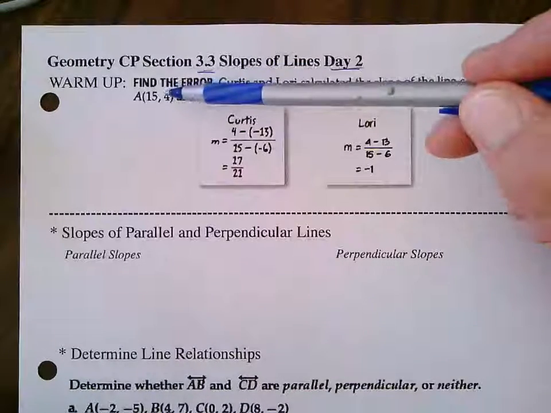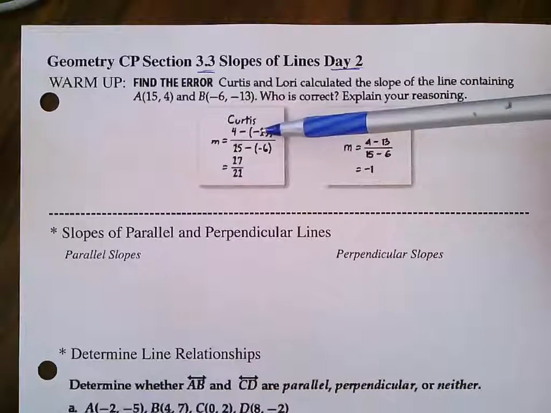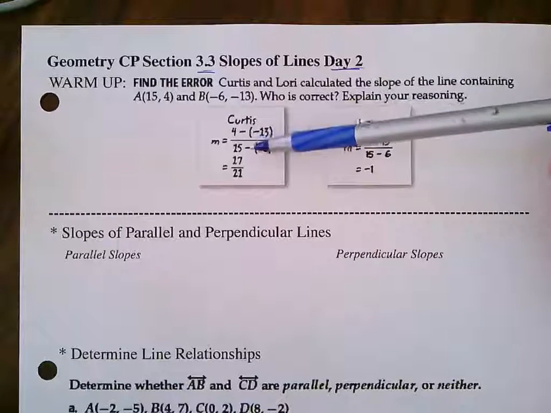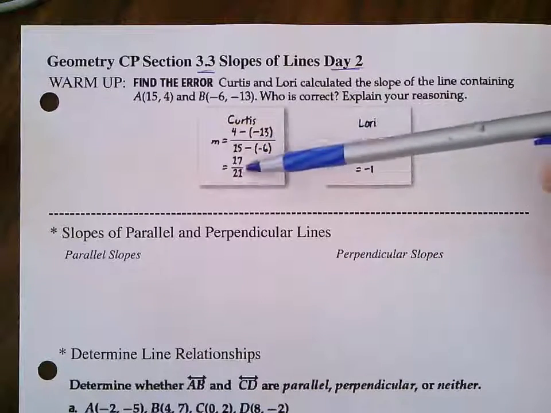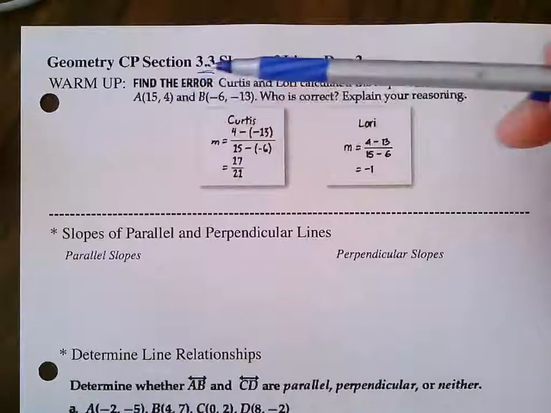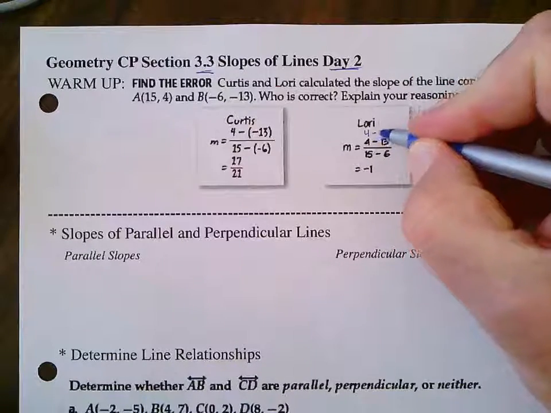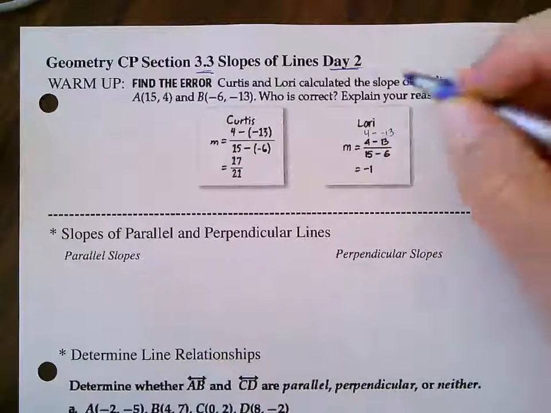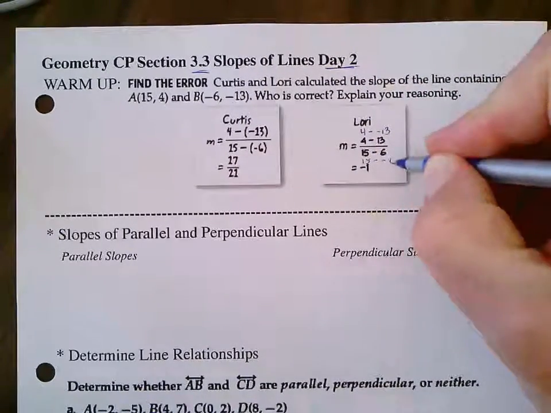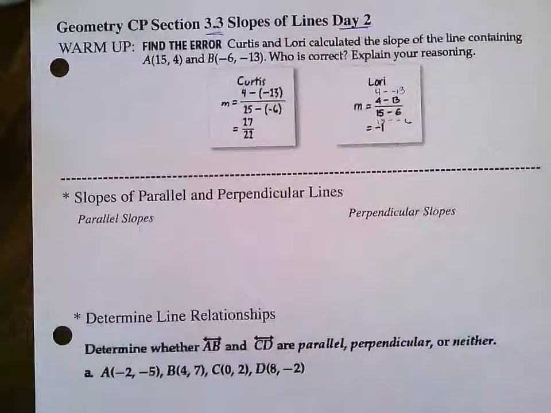All right, hopefully you hit pause. So let's see, Curtis went 4 minus negative 13 for his y's, and 15 minus negative 6, which looks good to me. Negative negatives become positive, so 17 over 21. Lori did 4 minus negative 13, so she did this wrong. So there's where Lori's wrong. Sorry, Lori, you're wrong. So let's take a look at our parallel slopes and I'll get right into it.